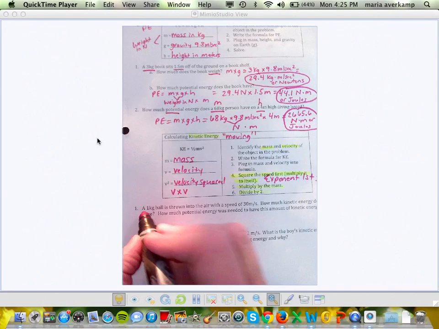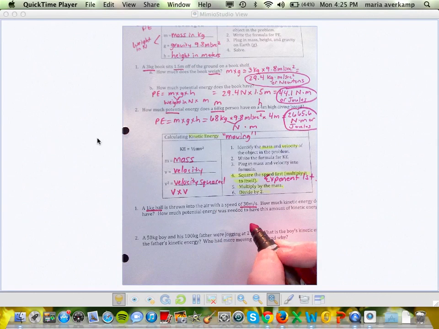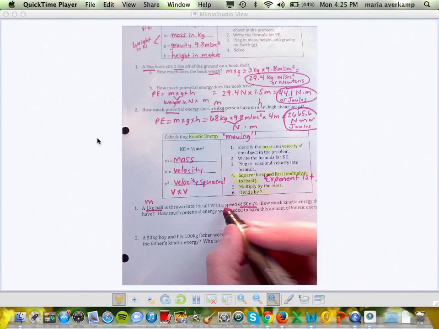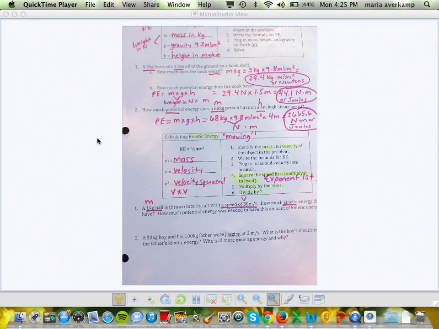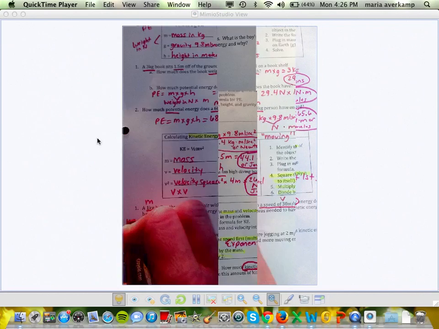A 1 kilogram ball is thrown into the air with a speed of 30 meters per second. So take a second. 1 kilogram, of course, is my mass. A speed of 30 meters per second, of course, would be my velocity. How much kinetic energy does the ball have? So I'm going to circle that. So keep in mind, you've got to be careful when you do word problems which equation to use. So in this case, I'm going to do kinetic energy.